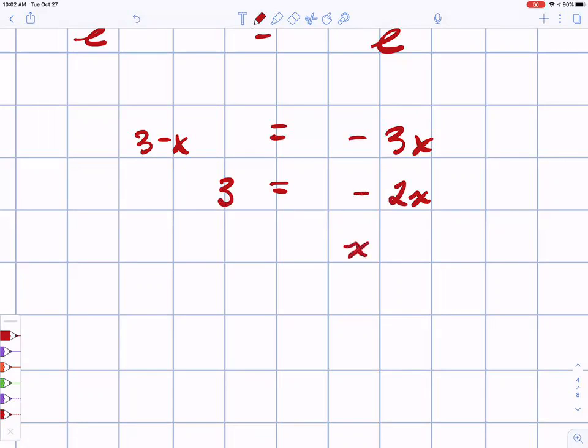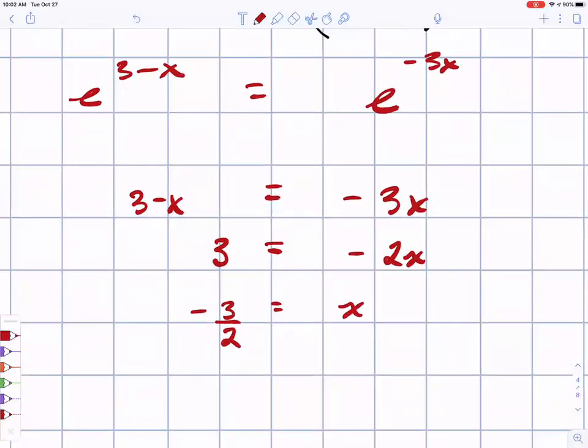So x is negative 3/2. Now in this particular case, since I had x's on both sides, if I wanted to check my work, what I would do is in the calculator, I would use my E button, and I would say e to the 3 minus negative 3/2, and I would get an answer for that.